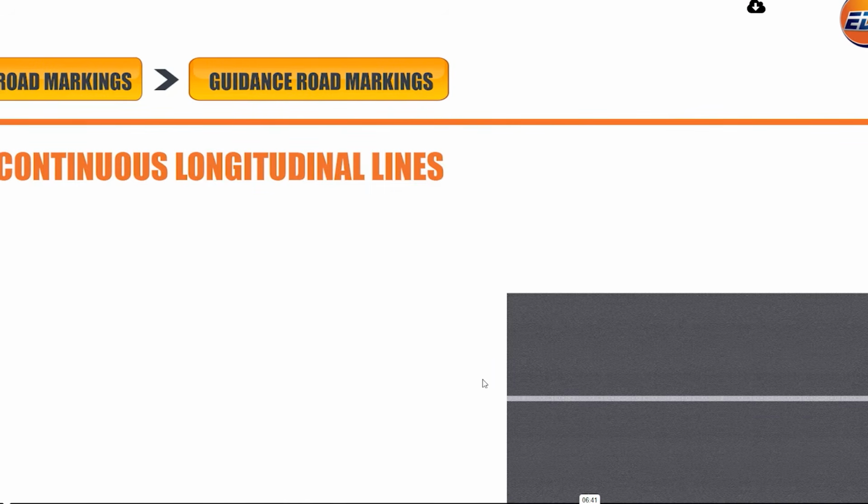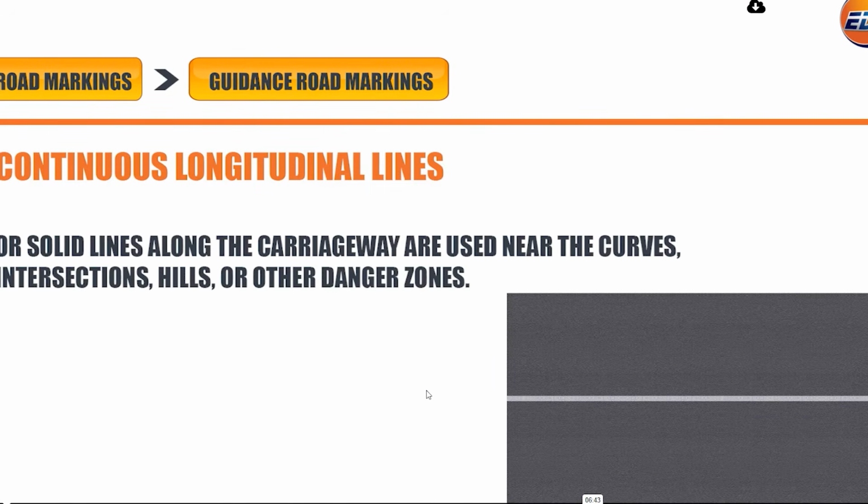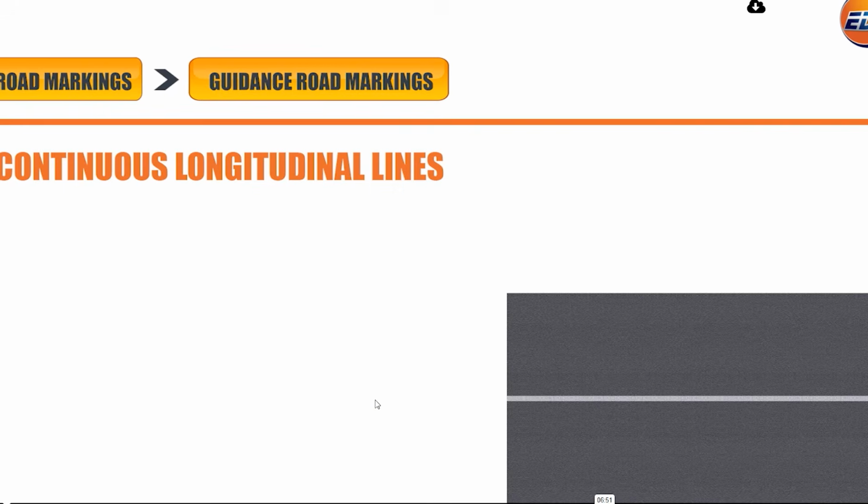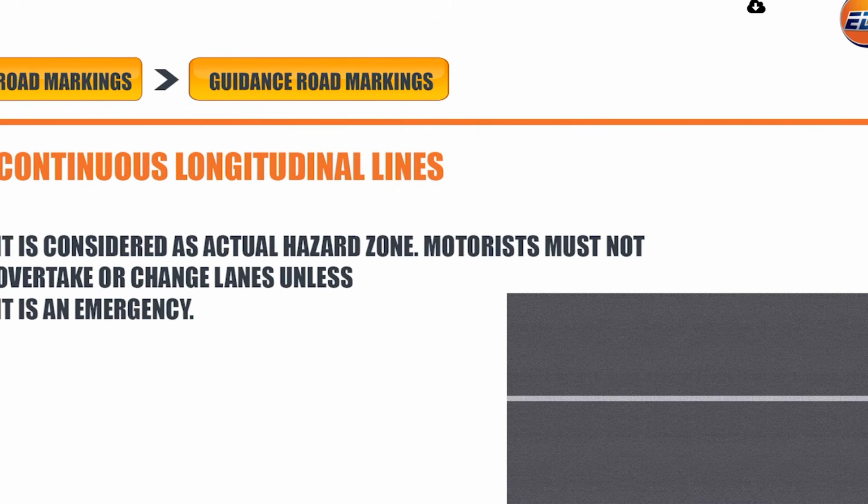Continuous longitudinal lines. Continuous longitudinal lines or solid lines along the carriageway are used near the curves, intersections, hills, or other danger zones. It is considered as an actual hazard zone. Motorists must not overtake or change lanes unless it is an emergency.